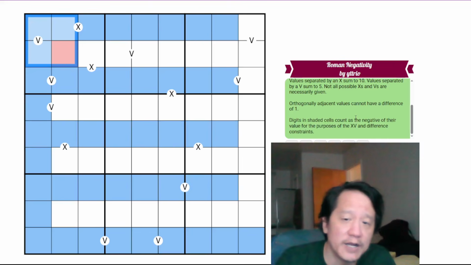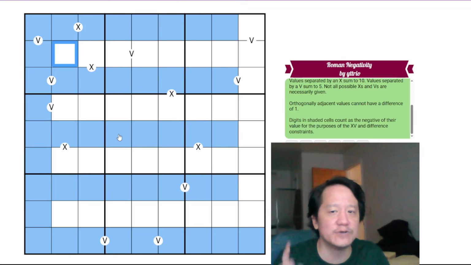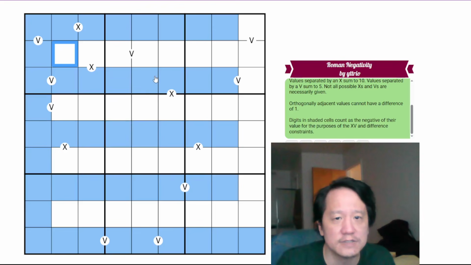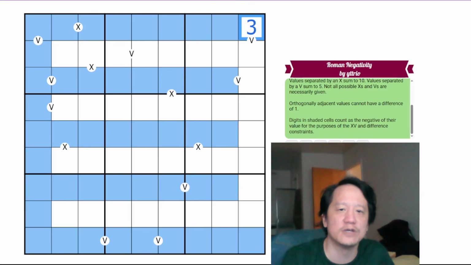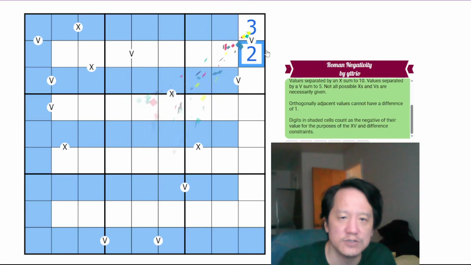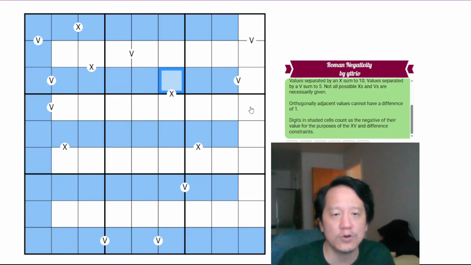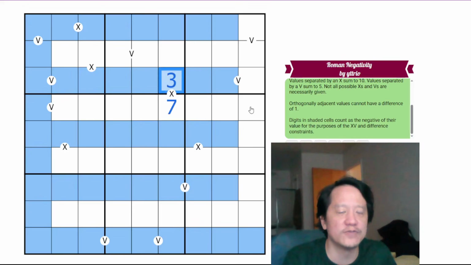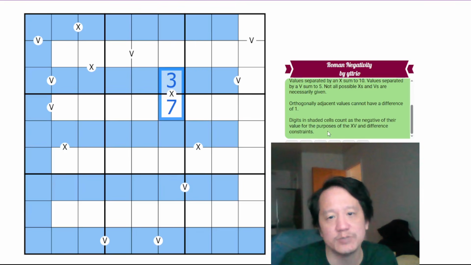Values separated by an x sum to 10, and values separated by a v sum to 5. Not all possible x's and v's are necessarily given. So as an example, say this was 3 here, then this would have to be 2, because these two digits must add up to 5, because there's a v between them. Or say this was a 3, this would then have to be 7, because these two digits must add up to 10, because there's an x between them.